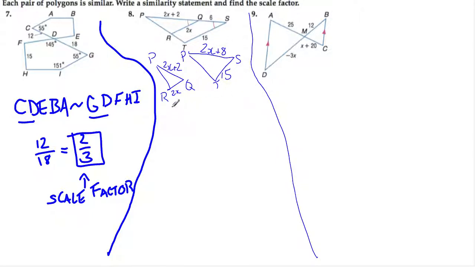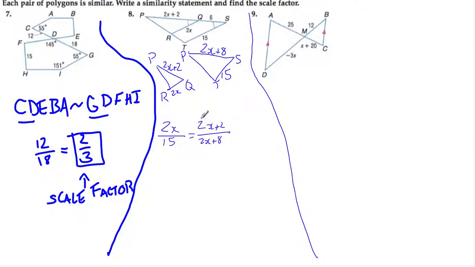I can set up a proportional relationship between these sides, since RQ to TS is going to equal PQ to PS. So 2x to 15 is equal to 2x plus 2 over 2x plus 8.